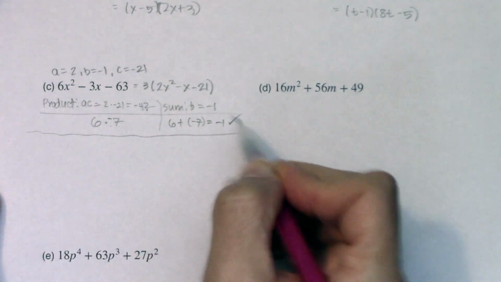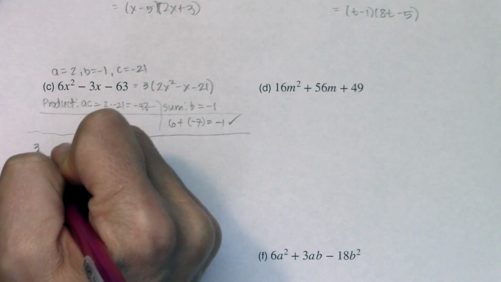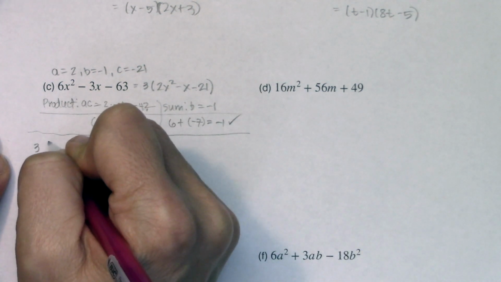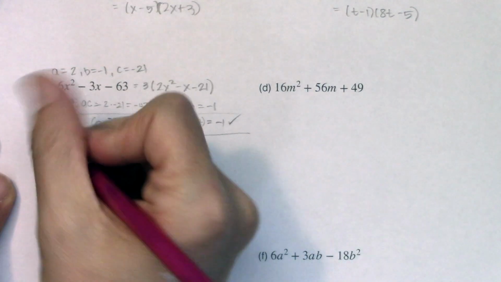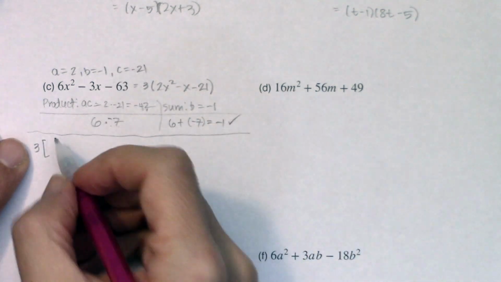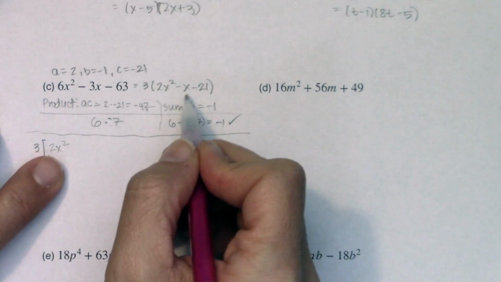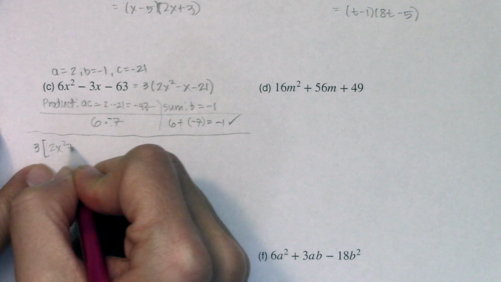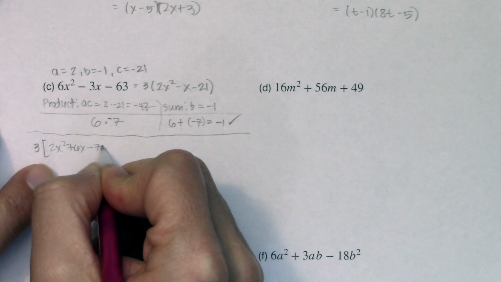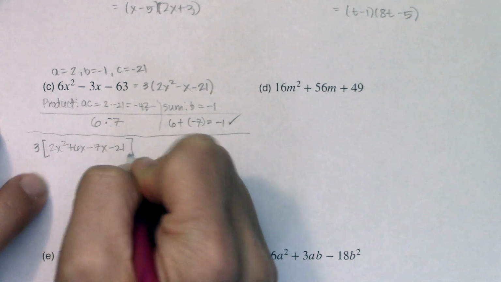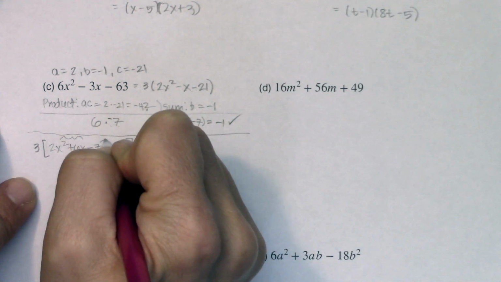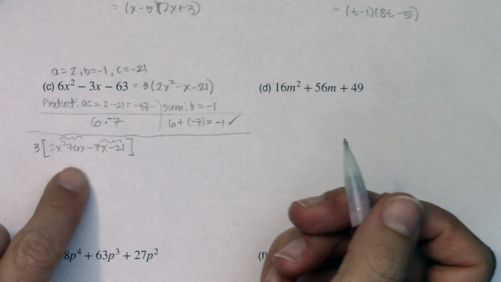All right, let's split the middle term. So here we go. I'm going to keep this 3 on the outside, and I'm going to go ahead and split this term. I'm actually going to use brackets just so we have larger grouping symbols. So I'm going to write 2x squared. Instead of minus x, I'm going to do plus 6x minus 7x. And then what do we have here? Minus 21. All right, let's group first 2, last 2, and see what we're working with.